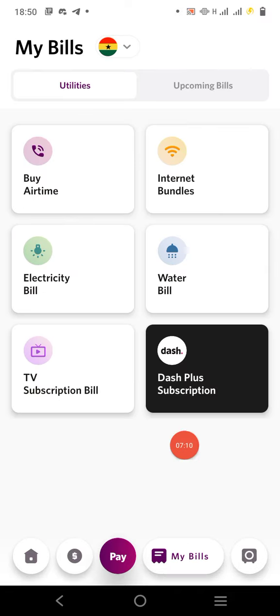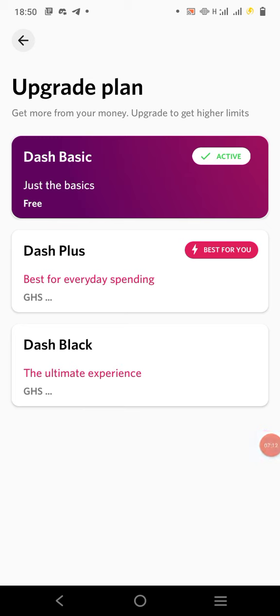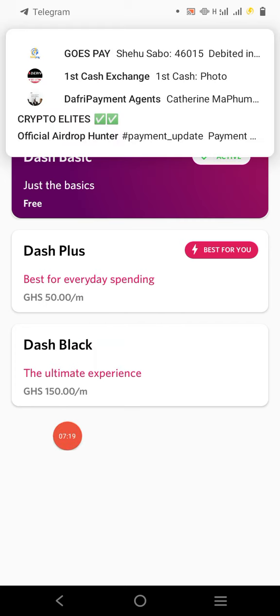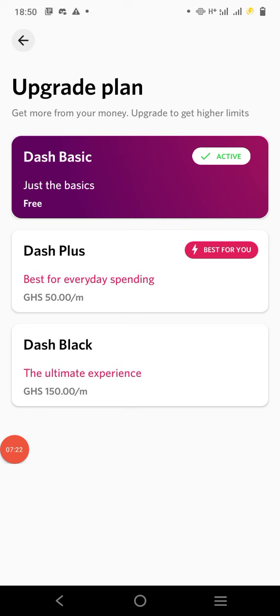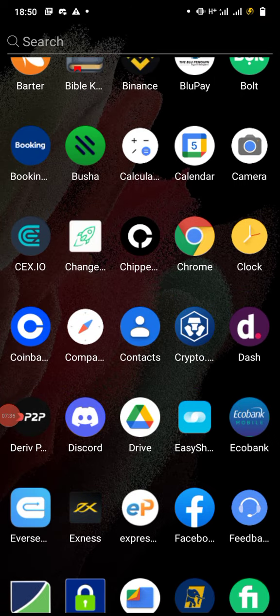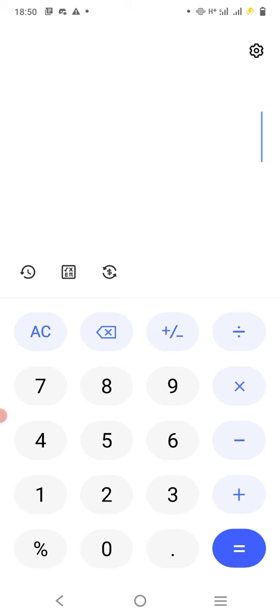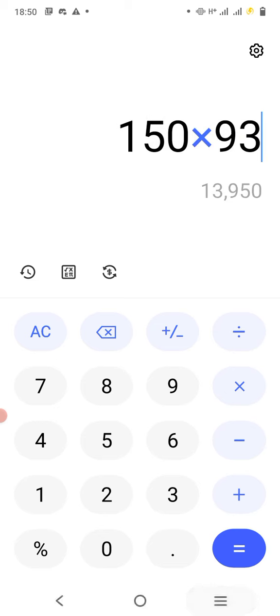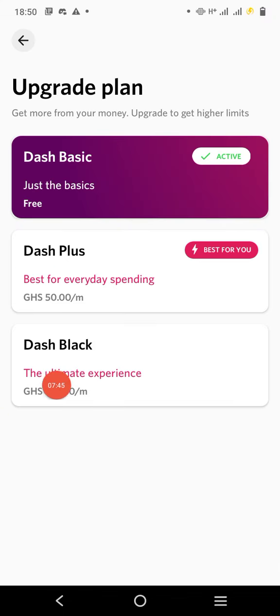Now, looking here, this is the Dash Plus subscription. And for Ghana, we have the Dash Plus subscription for Ghana. It's actually 50 CDs per month for Dash Plus, and Dash Black is 150 GHS per month. So this is approximately less than 15K, let's say about 13K. Let's calculate this: 150 CDs times, let me use 93. That's about 13K or approximately 14K for this.